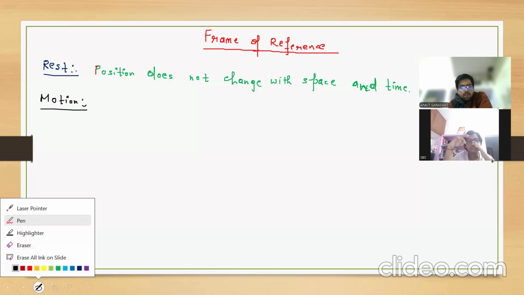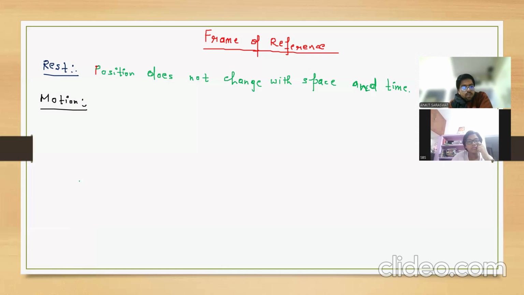Next, write down motion. Motion means position does change with space and time. Space means surrounding.